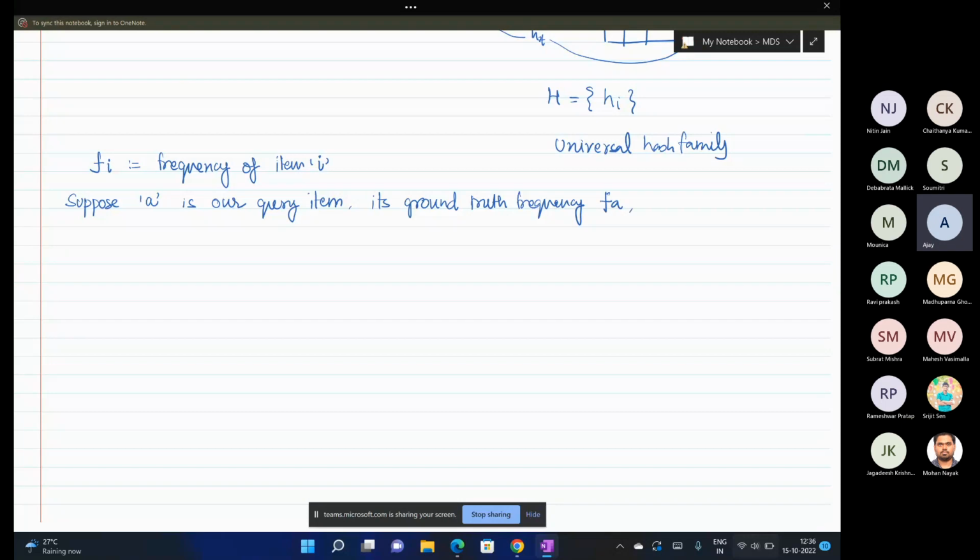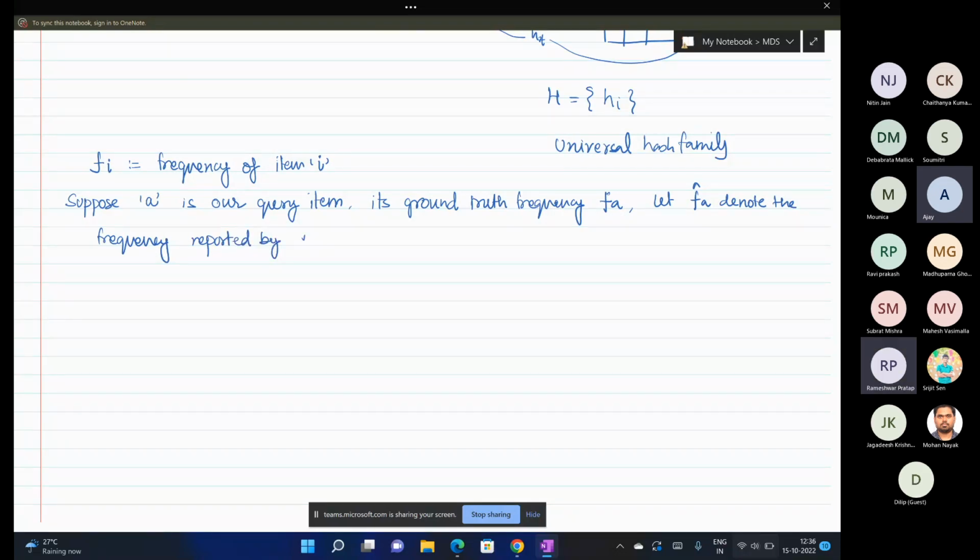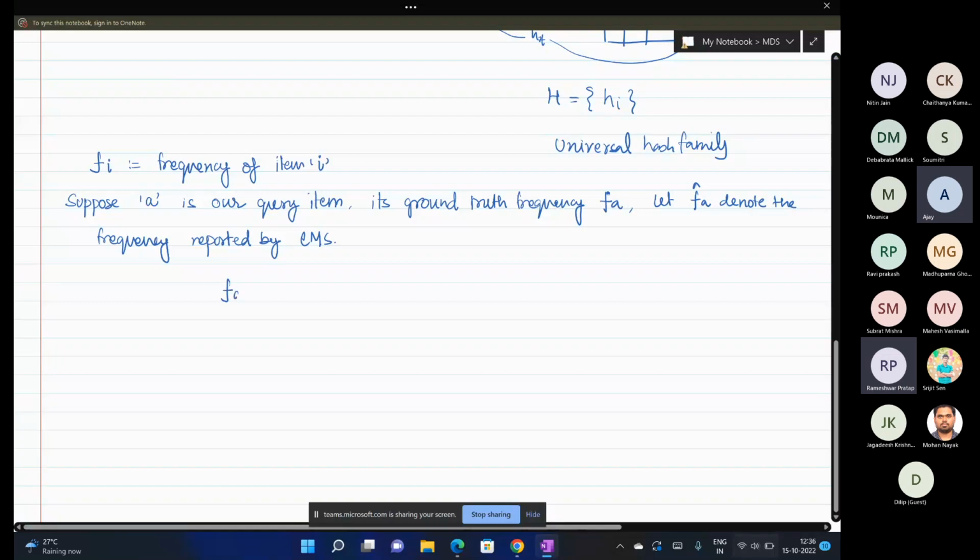And let F hat A denote the frequency reported by count min sketch. For brevity, I'm writing this CMS, count min sketch. So F hat A is the estimated frequency of query item A, and FA is its ground truth frequency. So what can we say about FA and F hat A?